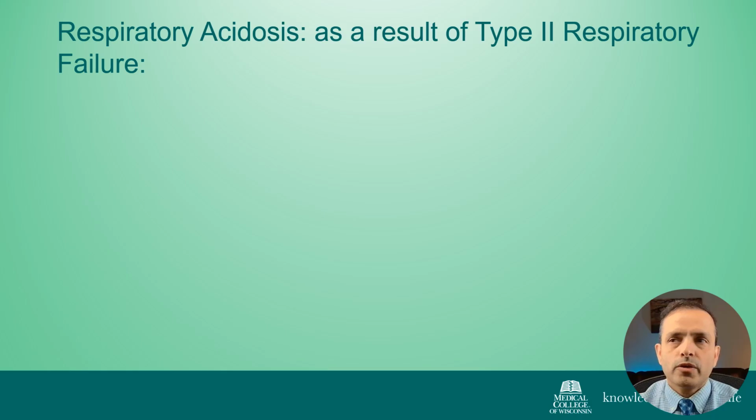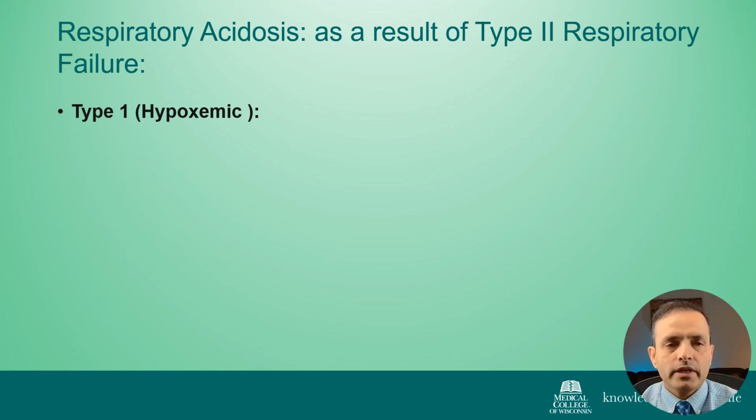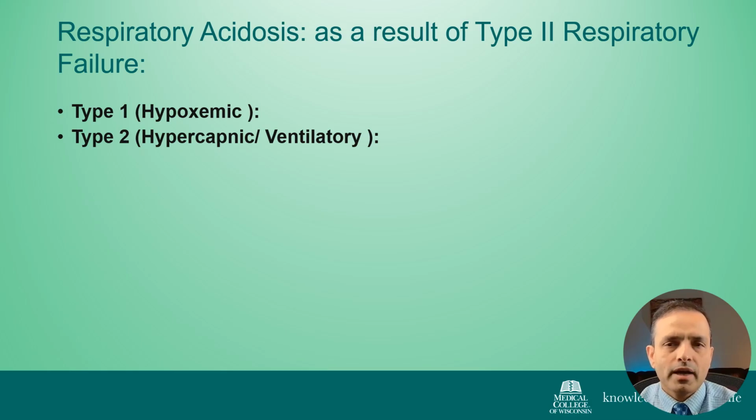So respiratory acidosis is caused by type 2 respiratory failure. Talking about respiratory failure, type 1 is hypoxemic, meaning they have low oxygen. What is low oxygen? Any number less than 55 in blood gas is hypoxemia. Then type 2 is not only hypoxic, they also have hypercapnia. They have more carbon dioxide. So remember, carbon dioxide is more permeable than oxygen.